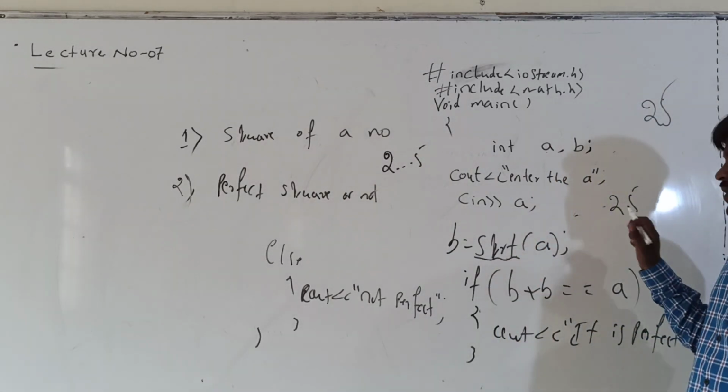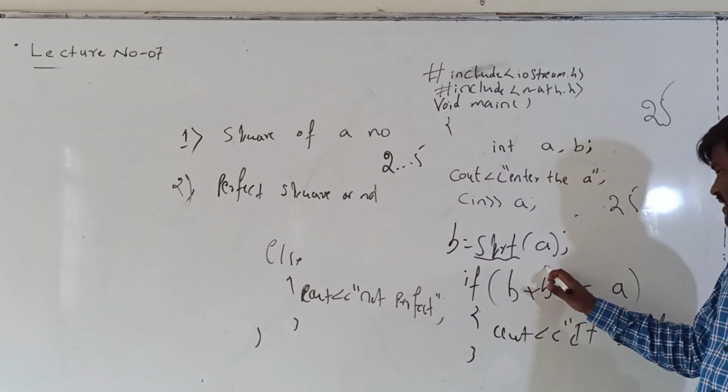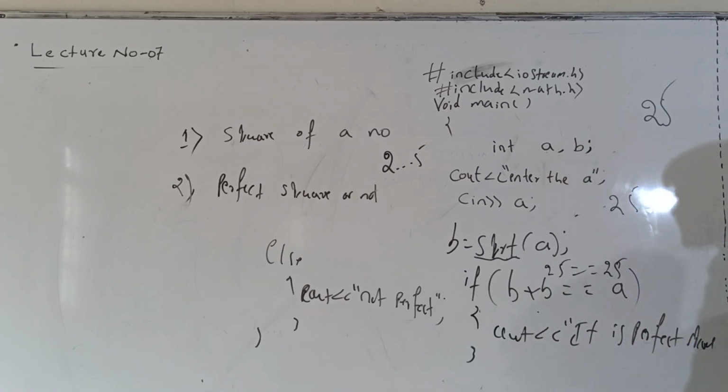Okay, square root of 25 is 5, stored in B. 5 into 5 is 25. The given input value is 25. It is a perfect square.